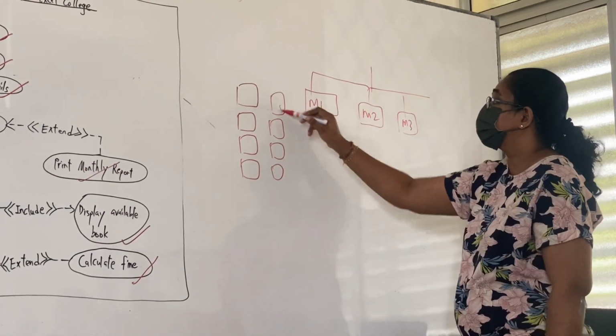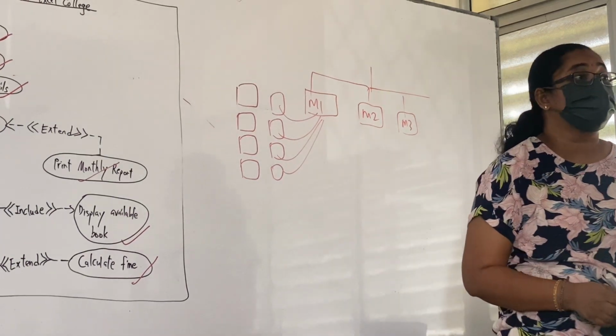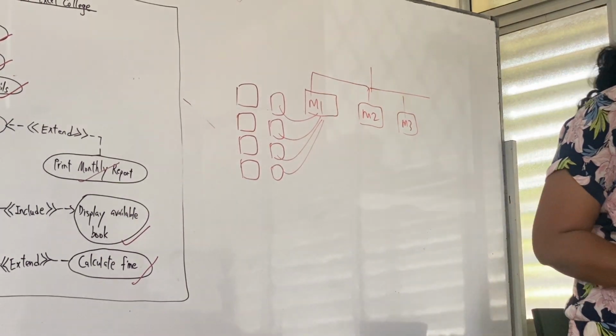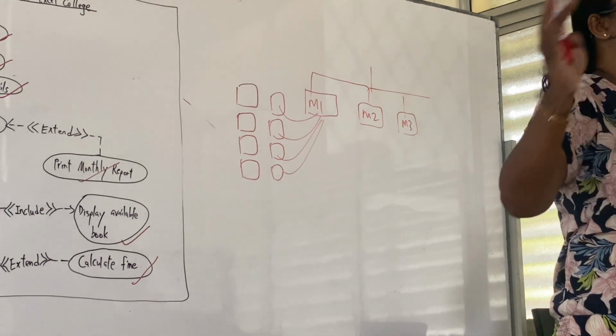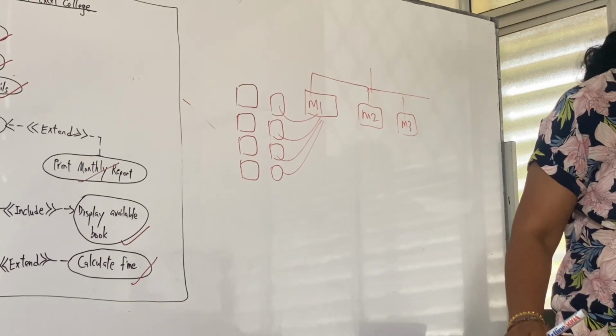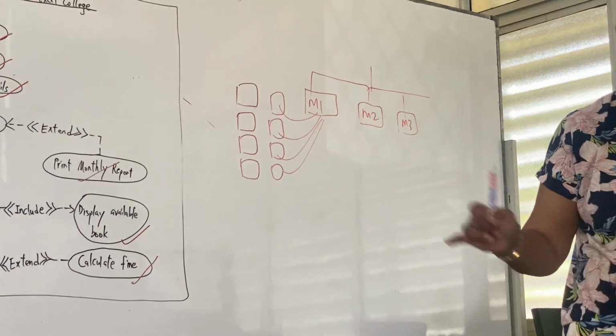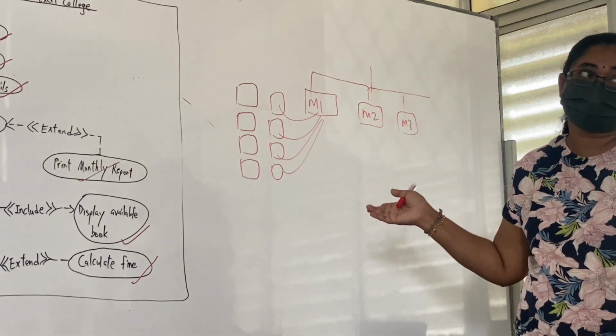Then you group the functions according to the module. That is allocation. Trying to modularize the requirements is known as allocation. All the related functions we put under one module. Yes, that is requirement allocation.